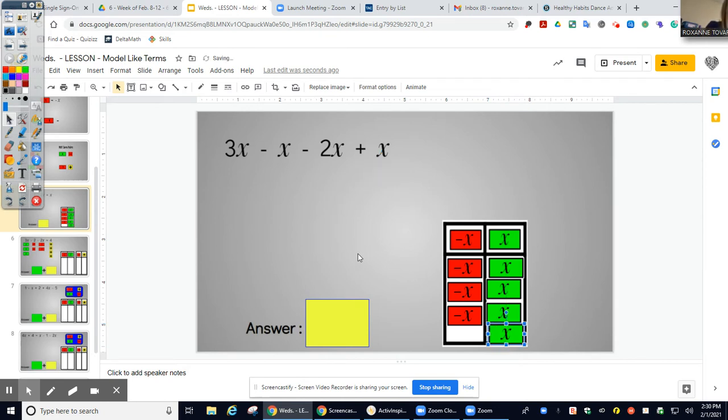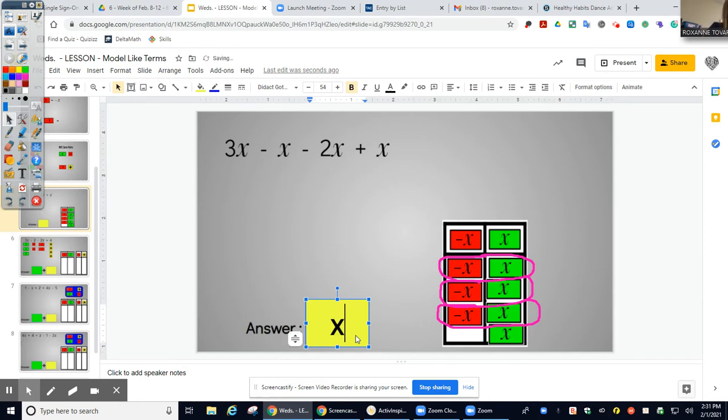Okay, so I can see here total, I have 4 positive x's and 3 negative x's. And remember, we know that 1 negative and 1 positive cancel each other out. 1 negative and 1 positive cancel each other out. And 1 negative and 1 positive cancel each other out. Therefore, I'm just left with x. So remember, we can write it as just x, or you can even write it as 1x. Typically, though, if it's only 1x, your answer is just going to be x. You typically will not see the 1 in front of it. Okay?